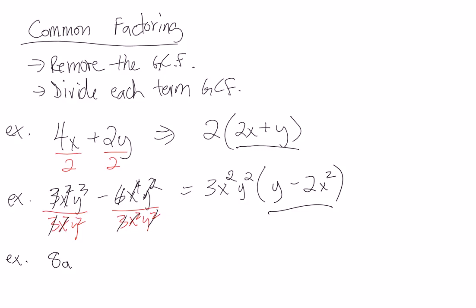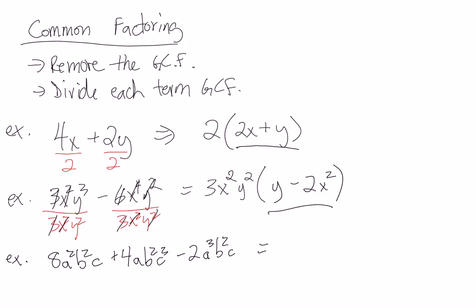So let's suppose I have 8a squared b squared c, plus 4ab squared c cubed, minus 2a cubed b squared c. Okay, so it doesn't matter if we have one term, two terms, three terms, you do it the same way.